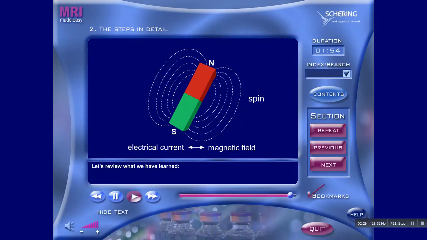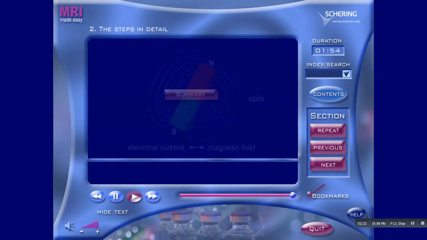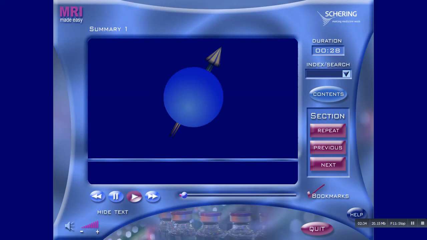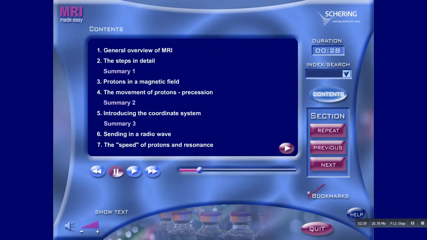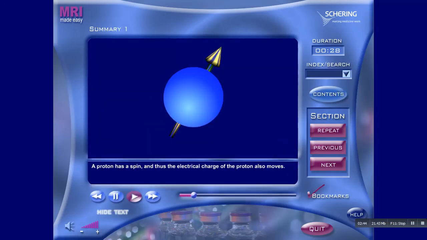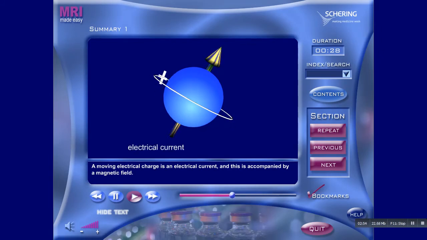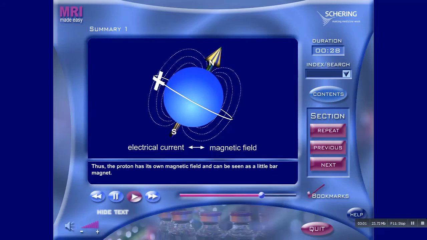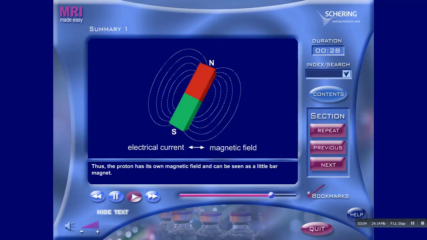Let's review what we have learned. A proton has a spin, and thus the electrical charge of the proton also moves. A moving electrical charge is an electrical current, and this is accompanied by a magnetic field. Thus, the proton has its own magnetic field, and it can be seen as a little bar magnet.